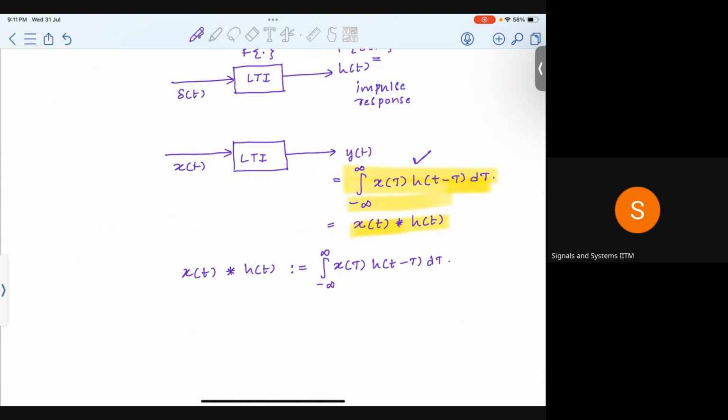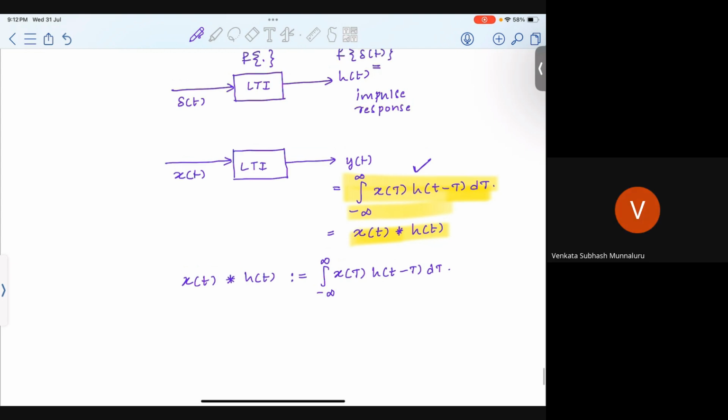Is that okay? Got it. So we are doing all this because we can represent any system's characteristics with its impulse response. Only for an LTI system.